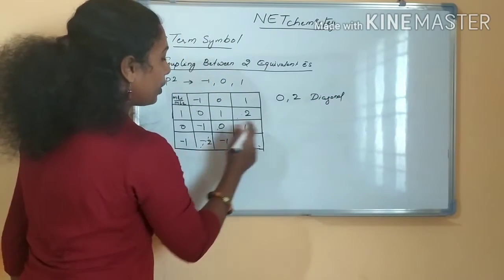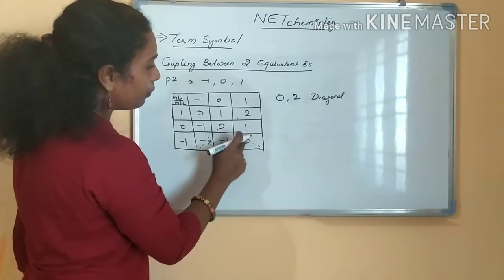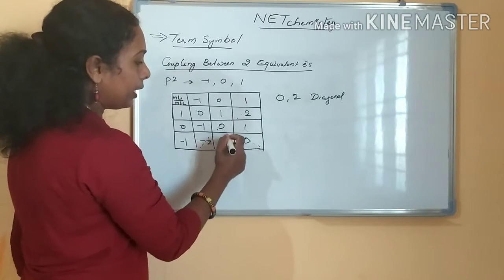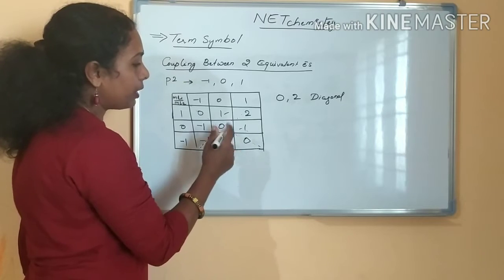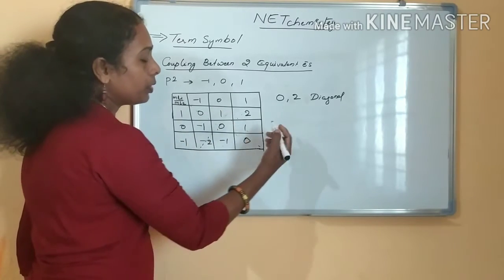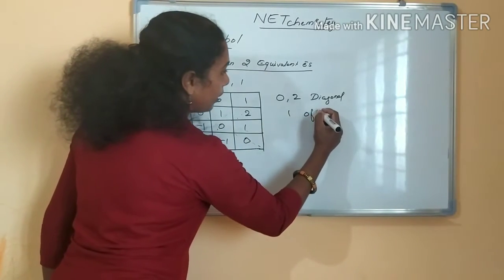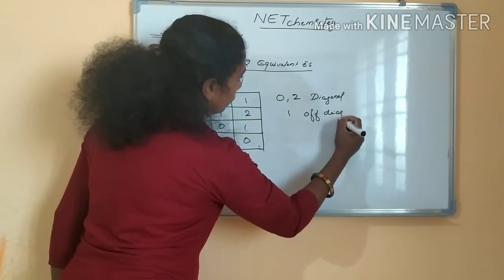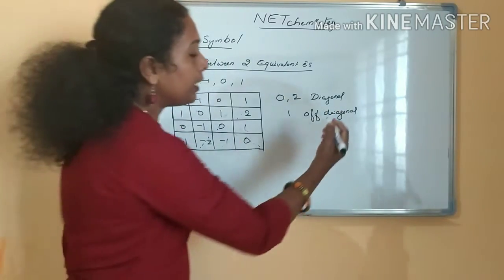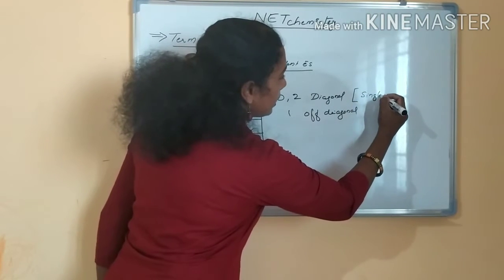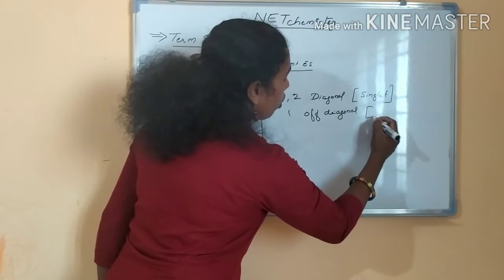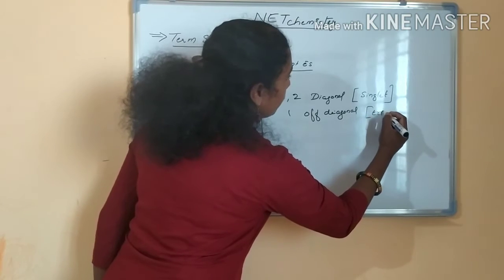And what is the off diagonal element? Off diagonal element, if you take, only one is the off diagonal element, right? Off diagonal element is 1, right? This is the off diagonal element. So 1 is the off diagonal. So what is the condition? All the diagonal elements should be considered as singlet, and all the off diagonal elements are triplet.